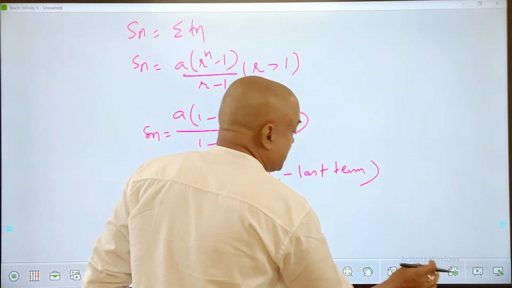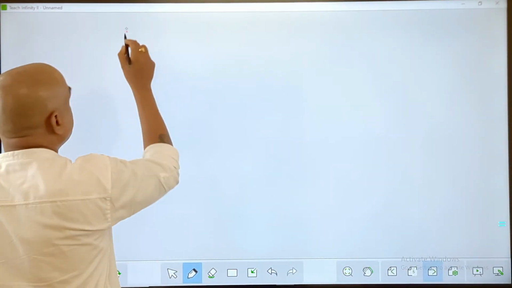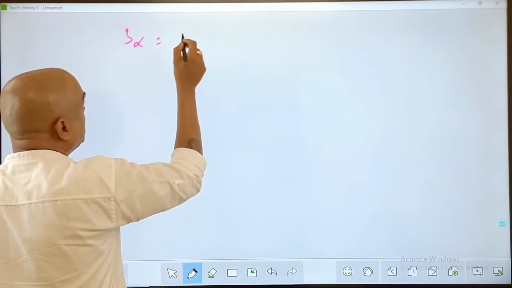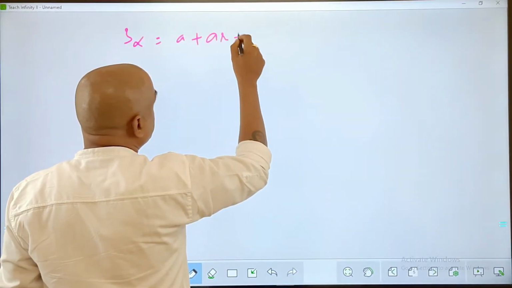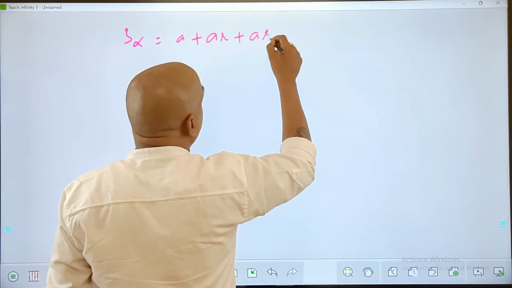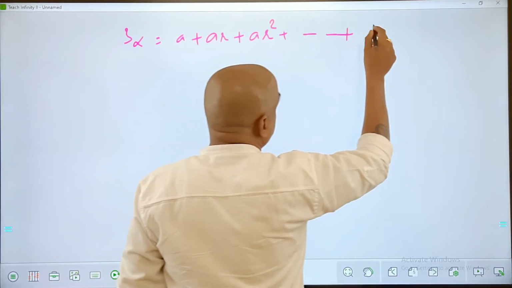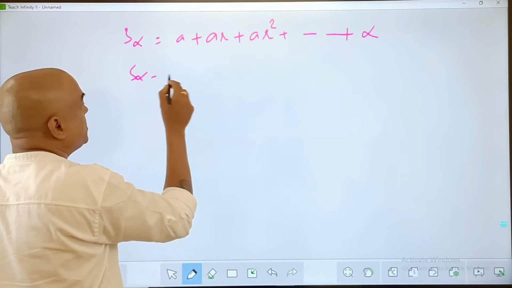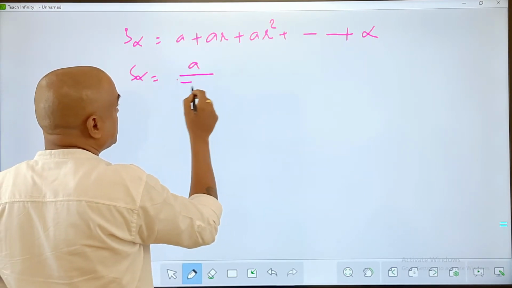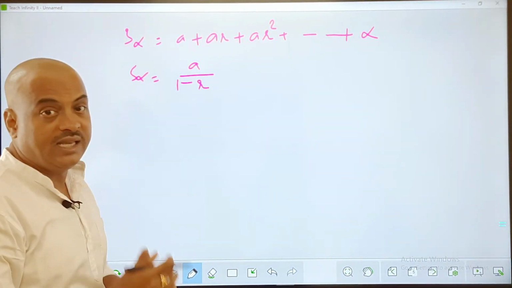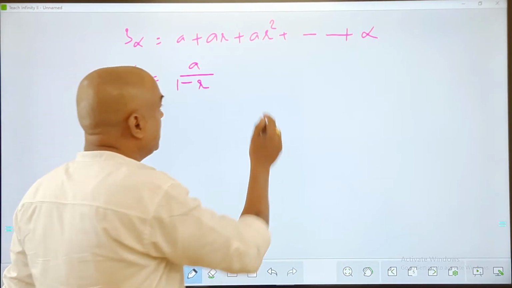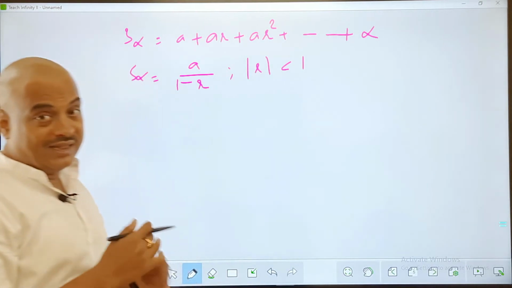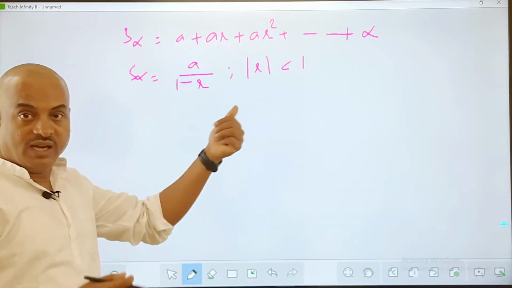Okay. Next, sum to infinity. What is sum to infinity, my friend? Sum to infinity is when I am adding the terms up to an infinite number of terms. So that is called sum to infinity. What is the formula to find sum to infinity, friends? A by (1 minus R) is the formula to find the sum to infinity. Here the modulus of R has to be less than 1. Then we can find sum to infinity with this formula.